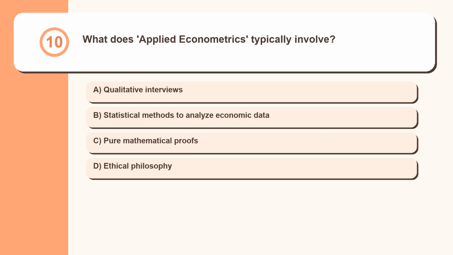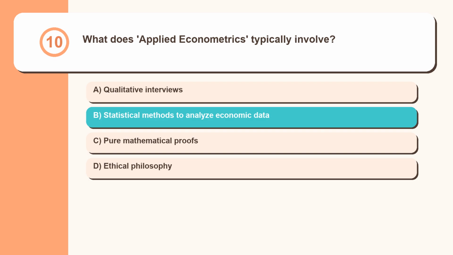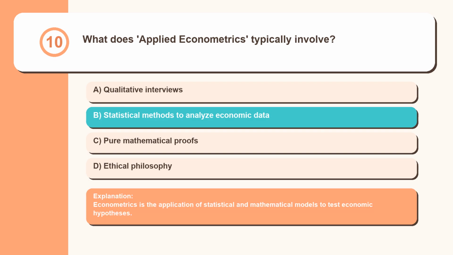Question 10. What does applied econometrics typically involve? Qualitative interviews, statistical methods to analyze economic data, pure mathematical proofs, ethical philosophy. Econometrics is the application of statistical and mathematical models to test economic hypotheses.